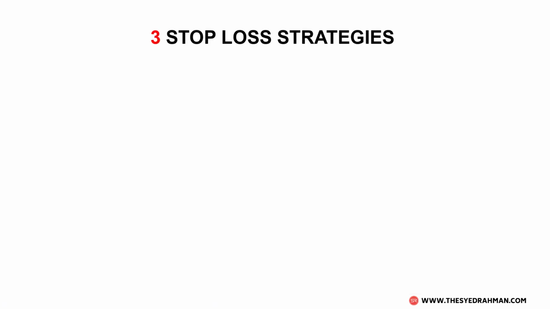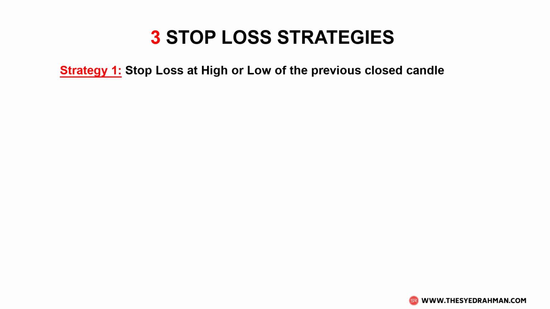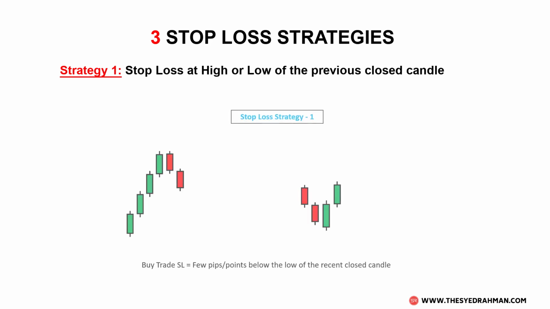So we will be discussing 3 types of stop loss strategies which you can use as individual stop loss setup or combine these strategies to make the stop loss even more effective. So for the first type of stop loss strategy, we will be focusing on the high or low of the most recently closed candle. Here, the closed candle's low or high will act as the support and resistance for the trade. This strategy alone is a good stop loss setup mostly for scalping and when trailing the stop loss.